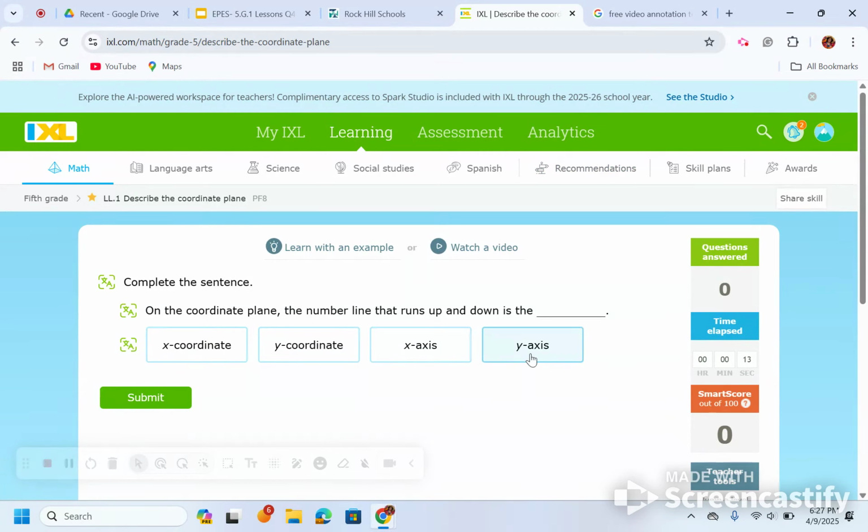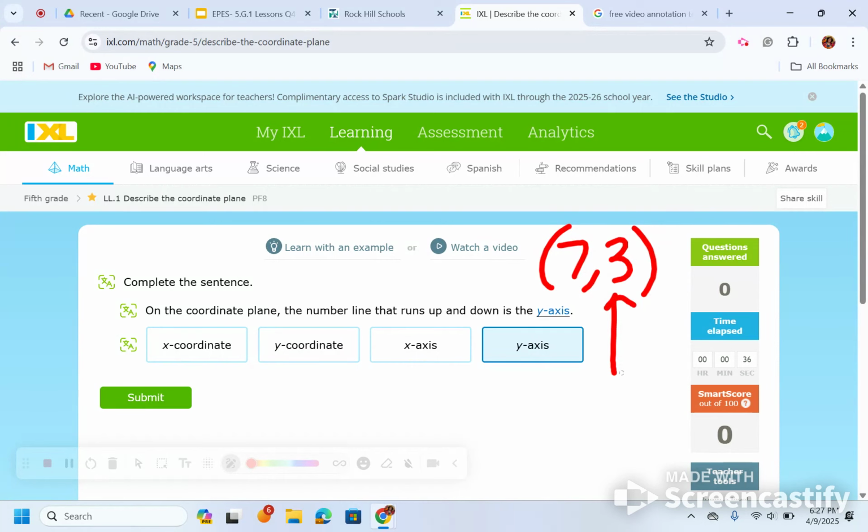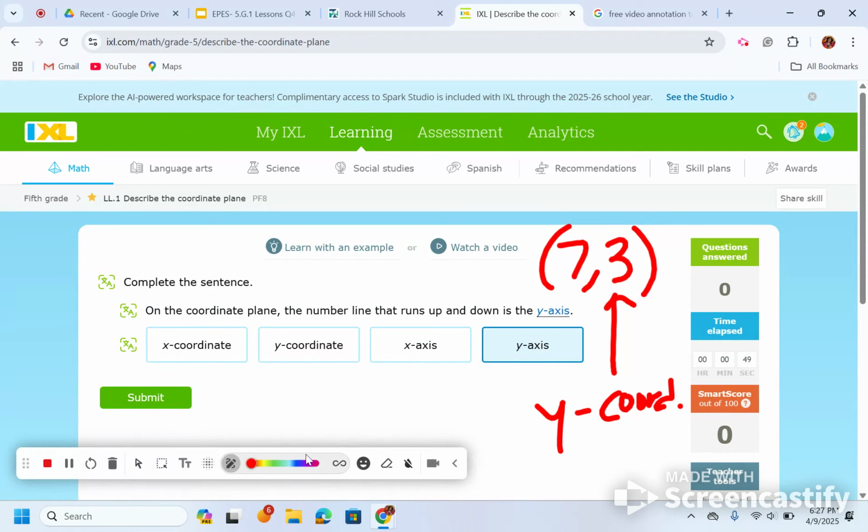the number line that runs up and down is the y-axis. Now, let's talk about why the answer is not y coordinate. The coordinate is the actual number, right? So if I had a point that was plotted at 7, 3, then the y coordinate would be 3. That's your y coordinate. But where is that y coordinate located? On the number line itself, that is called the y-axis, and that's why that's the answer.